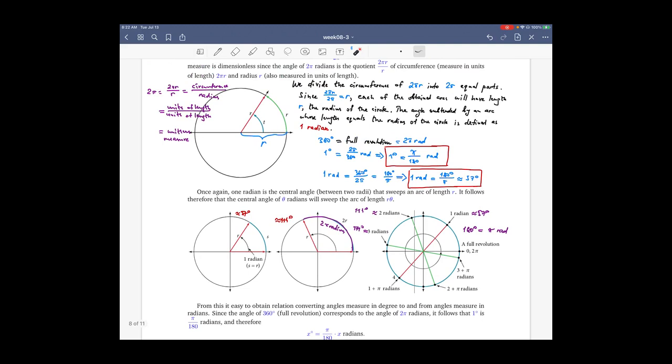From these formulas we obtained above, expressing 1 degree in radians and 1 radian in degrees, it's easy to obtain formulas expressing x radians in degrees and x degrees in radians. If I multiply each side of this formula by x, I will get that x degrees equals x times pi over 180 radians.